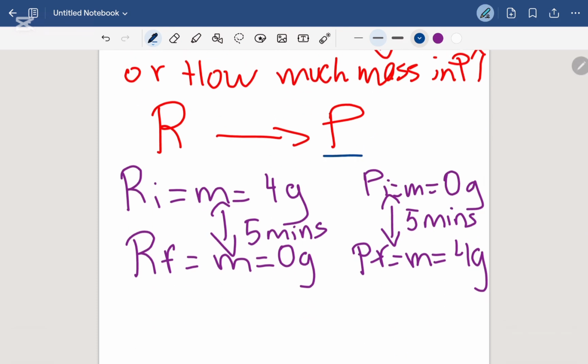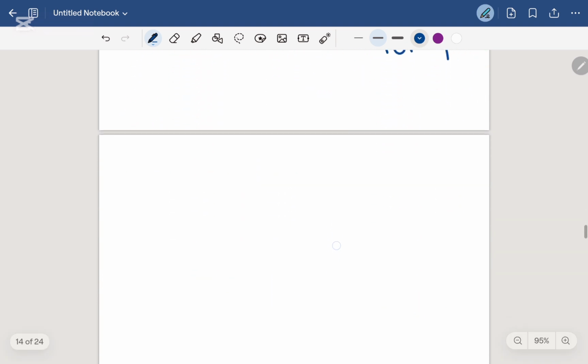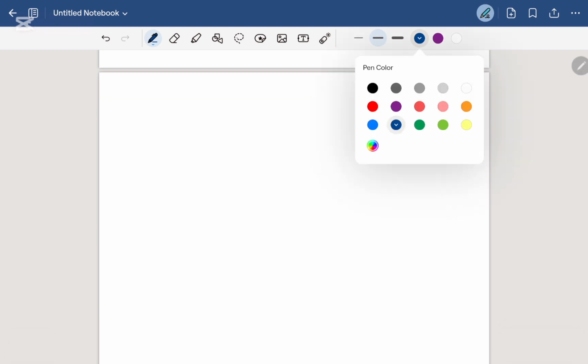change of mass of products. Sorry, we don't do the mass of products minus the mass of reactants. No, we do the final mass of reactants minus the initial mass of reactants, or the final mass of products minus the initial mass of products. So here you're gonna get negative 4 grams, and here you are gonna get 4 grams. Now, of course, you have to say this is for the reactants, and this is for the products. So this is how to study the rate of a given reaction.